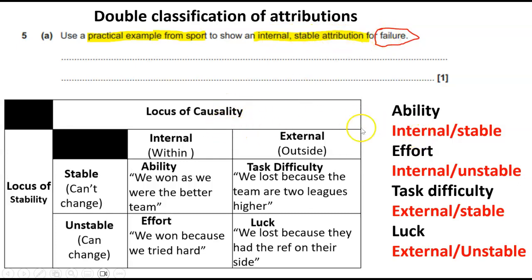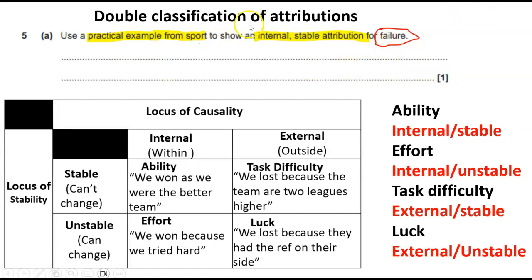So what we've got to do here is this. We're looking for certain things in the exam question. Now, it says a practical example from sport, okay? So what that means is we've got to use a quotation, like down here, but we've got to directly link it to sport. We've got to make sure it matches the internal stable attribution from the grid, and then we've got to make sure it's got the nuance of giving the application to failure.